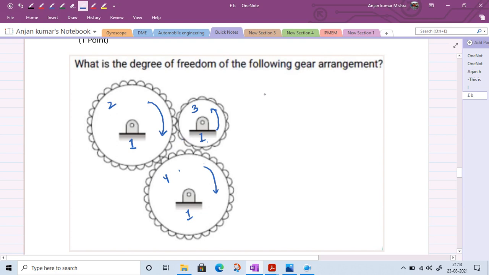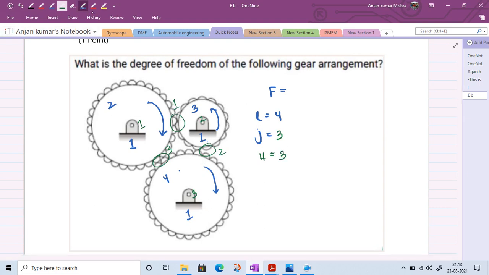But still, if we apply the degree of freedom formula, L is equal to 4 here. What is the number of lower pairs? This is 1, this is 2, and this is 3. So J is equal to 3 here. What is the number of higher pairs? This is 1 higher pair, this is 2, and this is 3. So H is equal to 3.